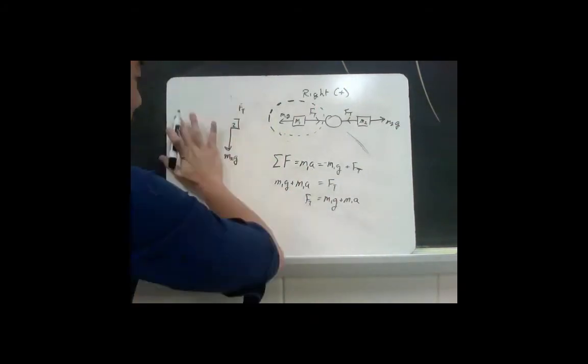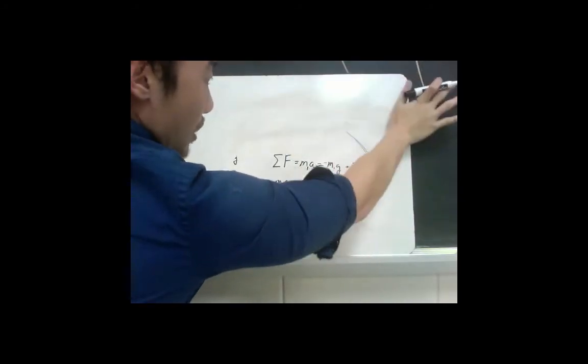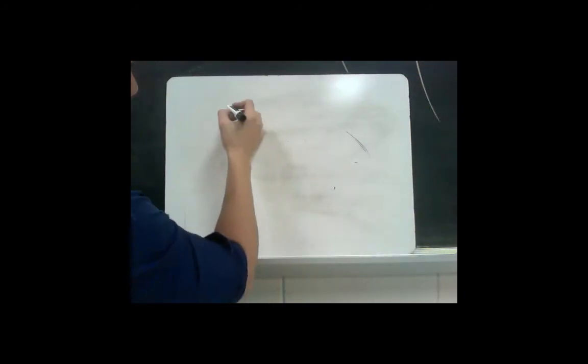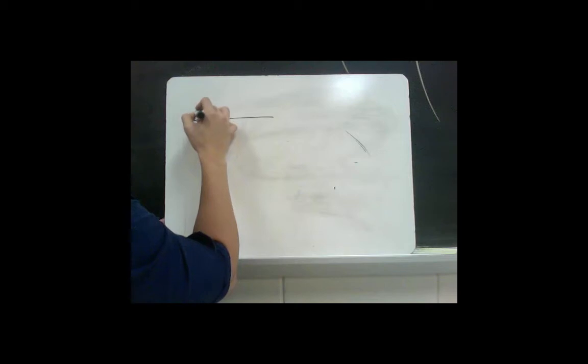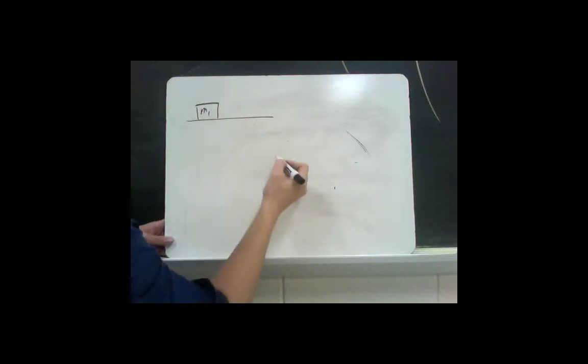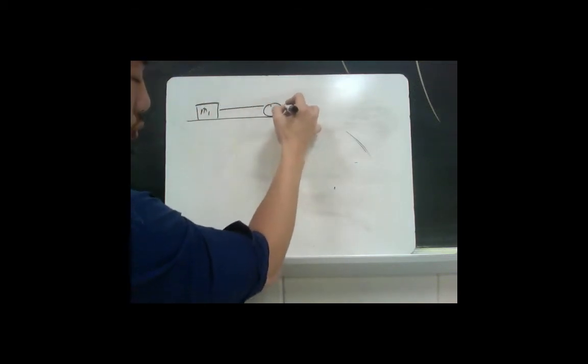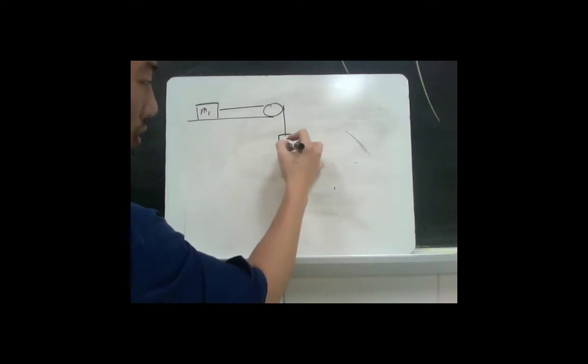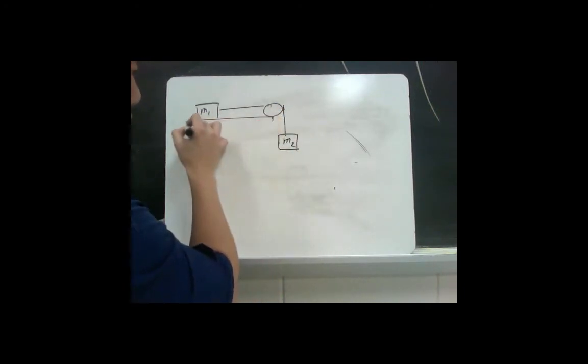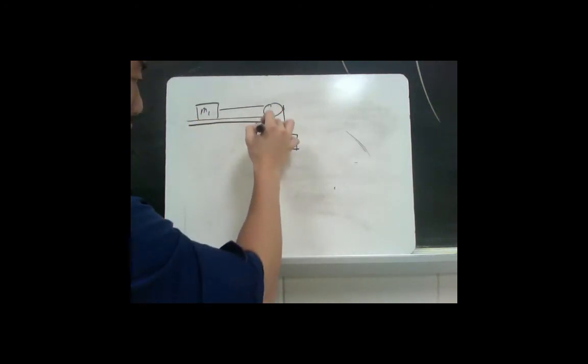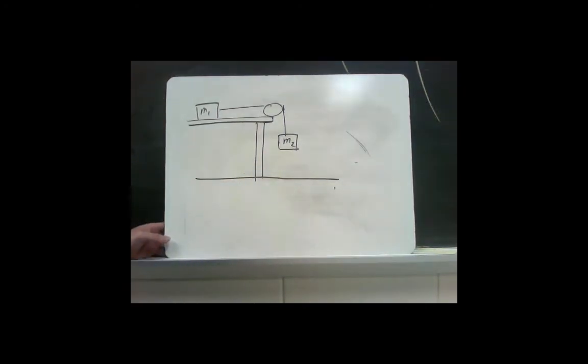All right? Now, the second type of Atwood machine problem, okay, is a pulley on a horizontal surface. So I'm going to call this M1. We have a string, we have a pulley, and we have M2. Okay, this will be my table. Okay, so this is my entire system. Now, the same tricks go for this.